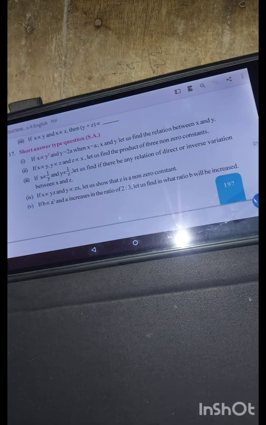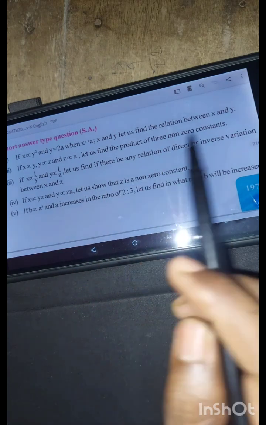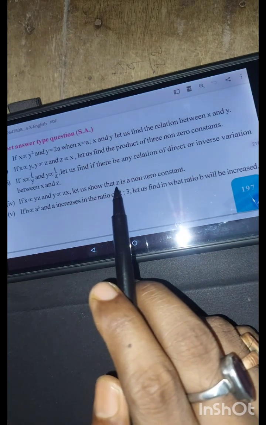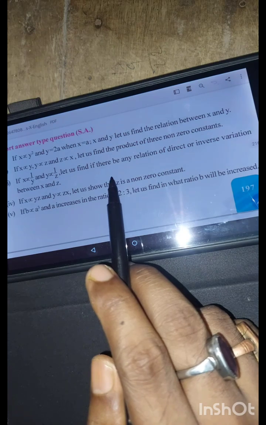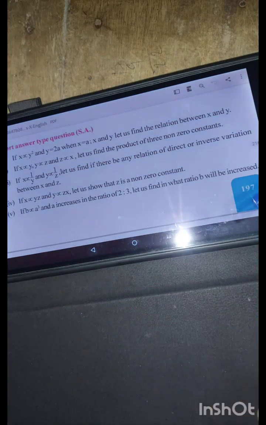Question number 3, it says if x varies as 1 by y, y varies as 1 by z, let us find if there be any relation of direct or inverse variation between x and z. These two relations are given.